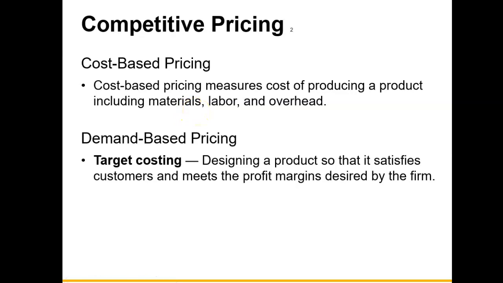So for those who are business majors, you take major accounting, you'll learn more about how to determine the actual product cost. Demand-based pricing or target costing: designing a product so that it satisfies customers and meets the profit margin desired by the firm. So now we're saying, okay, based upon the needs of the market, can we design a product that would give us a certain profit margin, but also be within a price that has been determined by the actual market?